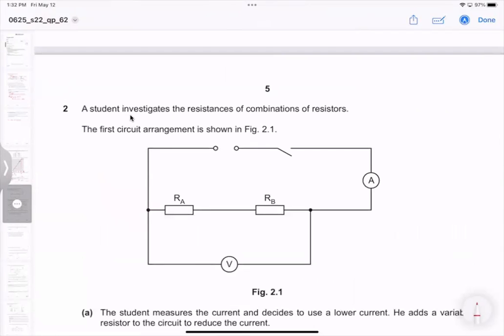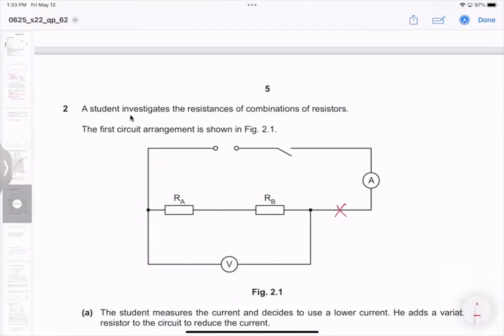On figure 2.1, mark with an X a suitable position in the circuit for the variable resistor. Where should we place the variable resistor? Where should I place the X? I'm going to put an X sign. Shall I put it here? Correct, before the RB. Before to the right.